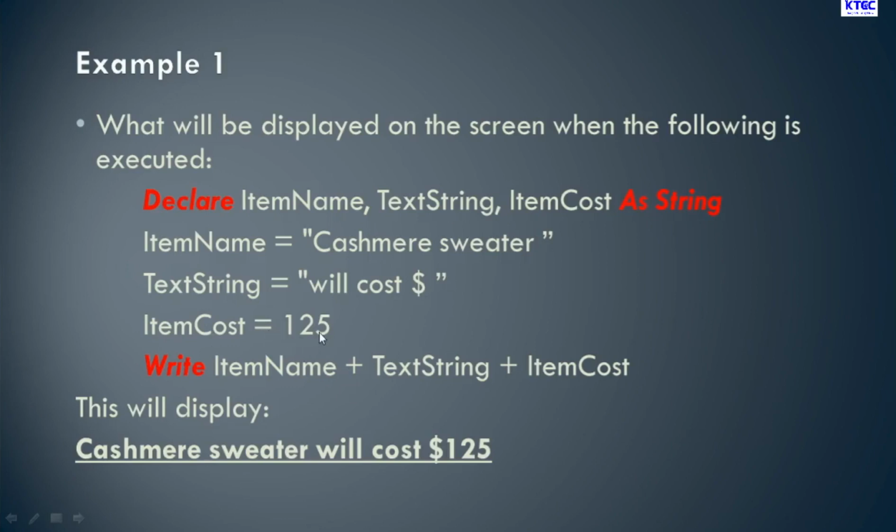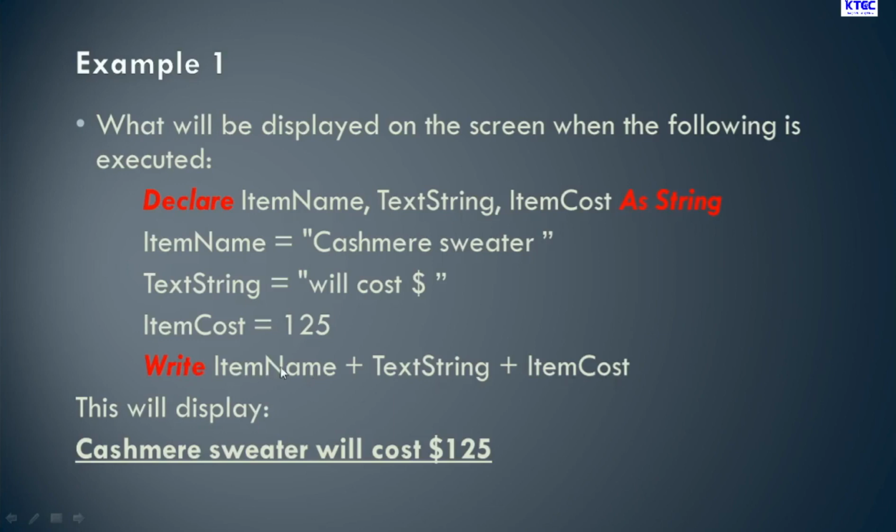So this 125 is going to be stored inside here. So whenever we call on this item cost, this is what is going to be displayed. So we want to see the output. How is it going to be displayed on the screen? We want to concatenate the item name, text string, and then the item cost.